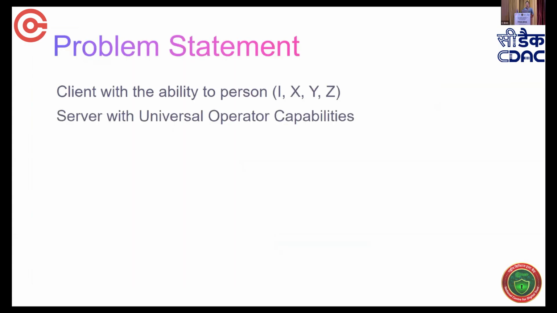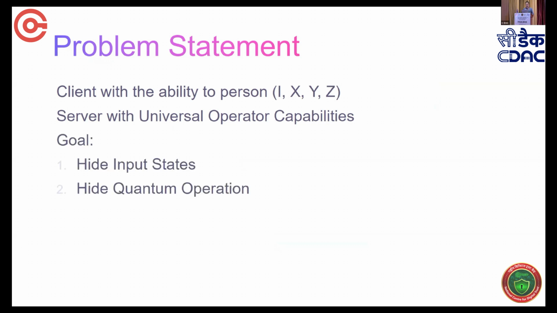So this is our problem statement: there is a client who has less capability. They don't have the universal capability of a quantum computer. So they will send their input to a server, and somehow we have to hide the input state and the quantum operation. So let us start with how I can mask my input.